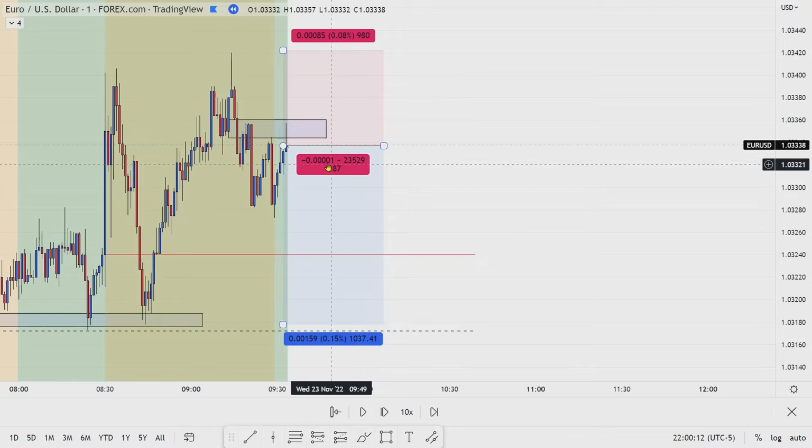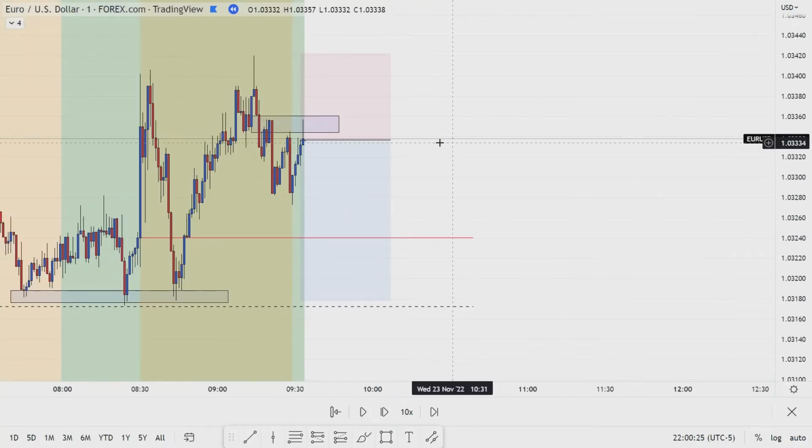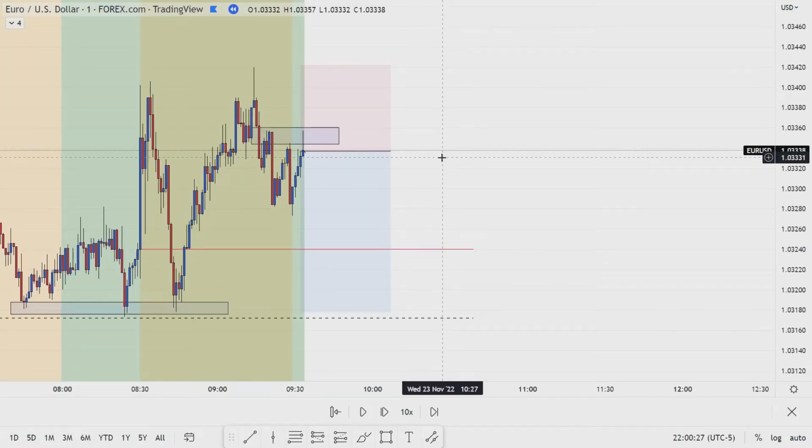And so right here, we would assume that we've already touched the imbalance and then we entered. So that's why I have to count the risk reward ratio right at this candle. And so we would assume that we're now in the trade. So let's just start playing the data and see how this would have played out.